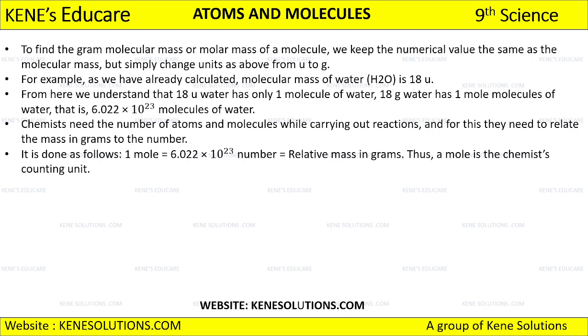So here now chemists need the number of atoms and molecules while carrying out the reaction, and for this they will have to relate mass in grams to the number. So it is done as follows: 1 mole we know is equal to 6.022 into 10 raised to 23 number, right? And this mole is equal to relative mass in grams, and thus a mole is the chemist's counting unit. Like we calculate using normal addition and subtraction, that is math, right? But this is not math, this is the counting unit of a chemist.